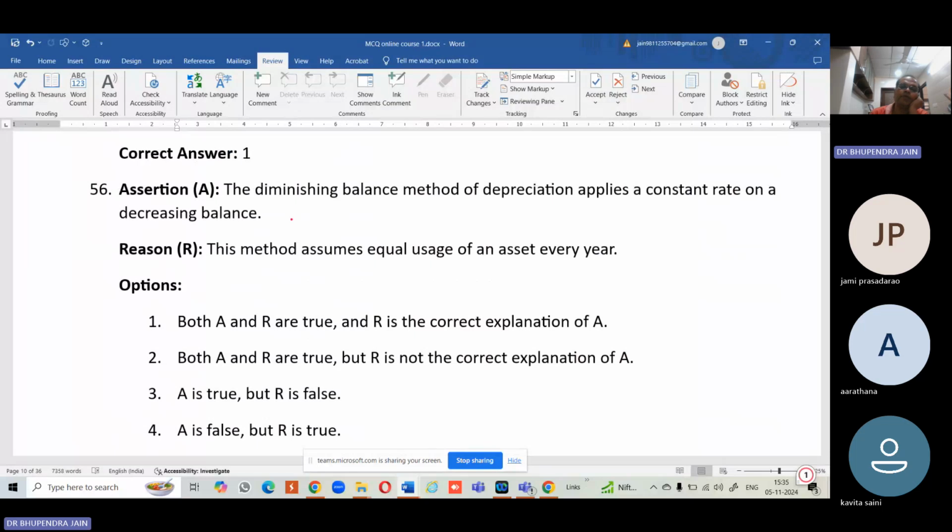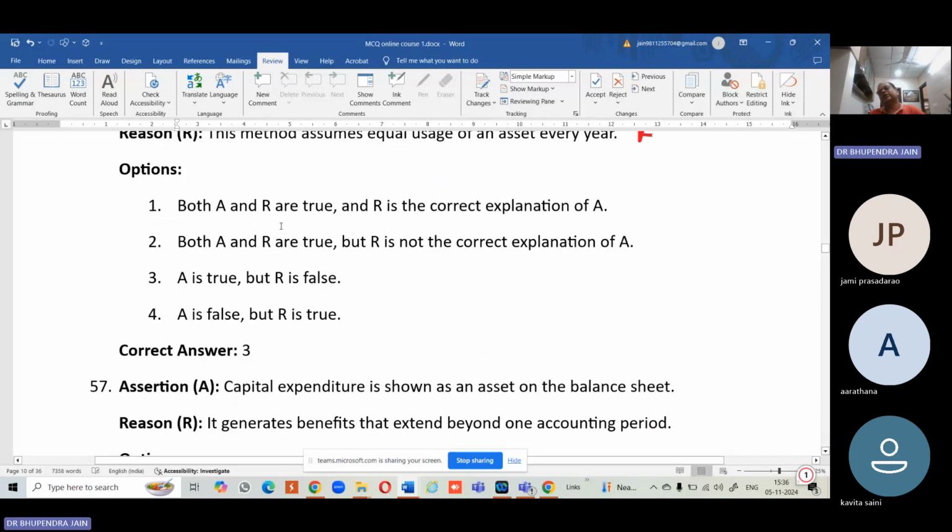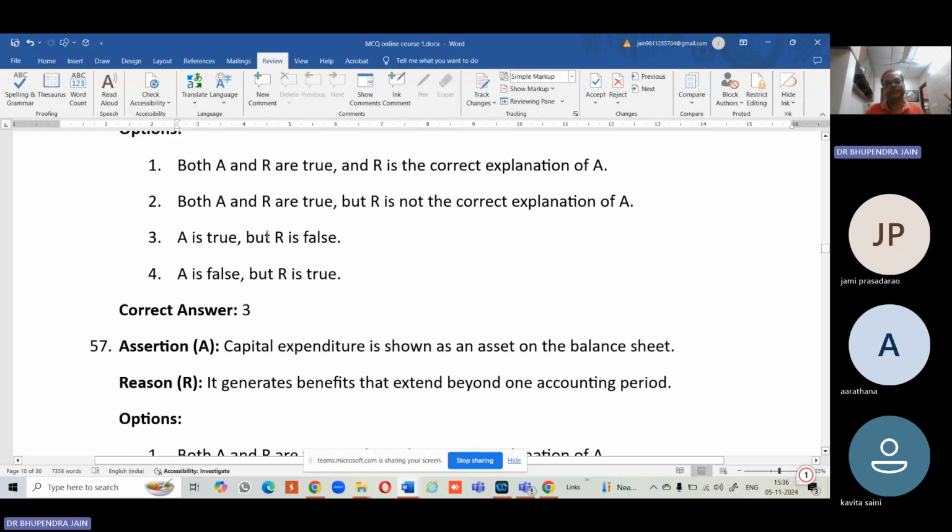The diminishing value method, that is WDV, of depreciation applies a constant rate on a decreasing balance. Yes, and this method assumes equal usage of an asset every year. This is false. In the WDV method, the amount of depreciation will always decrease year by year.